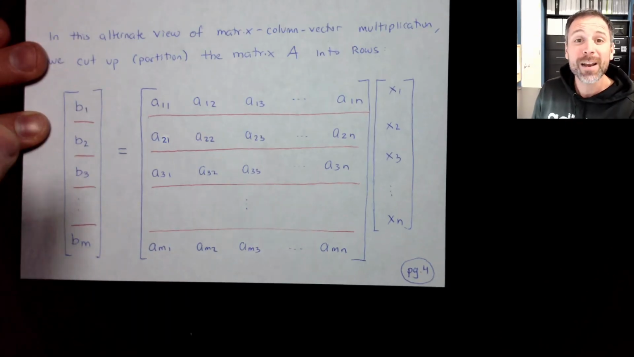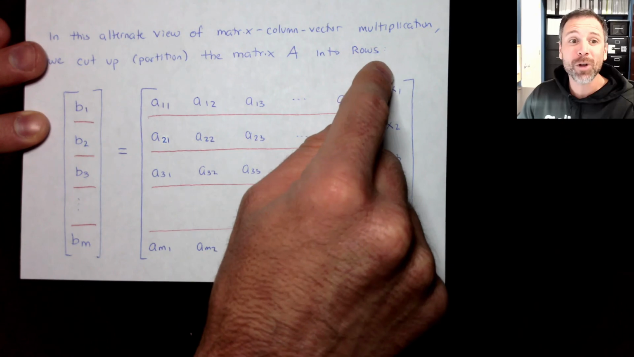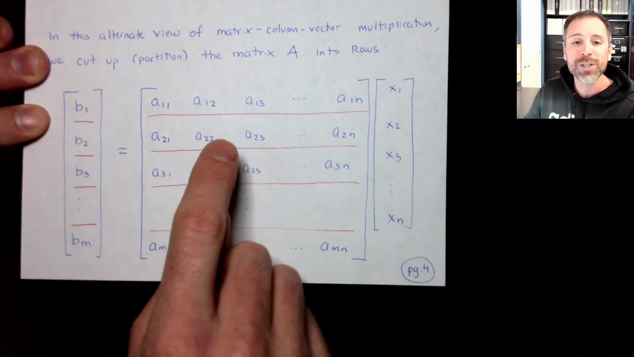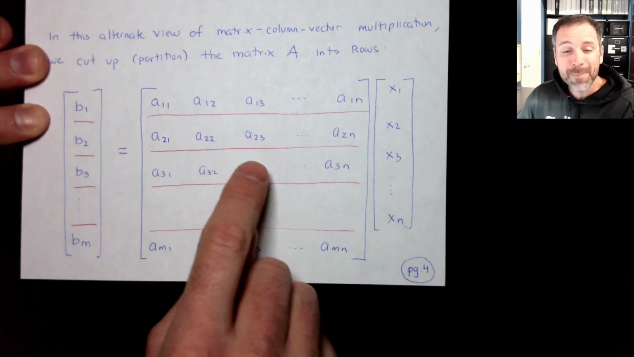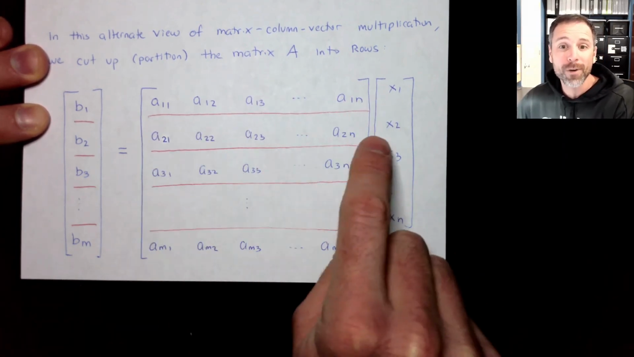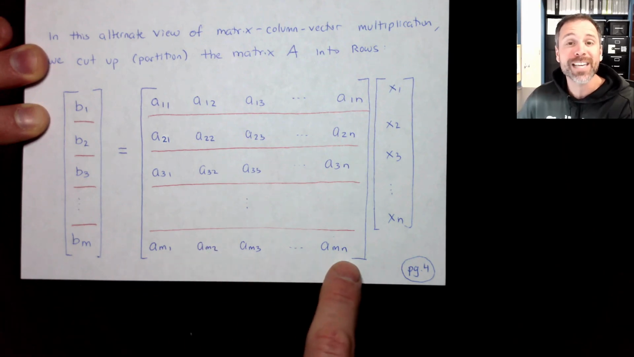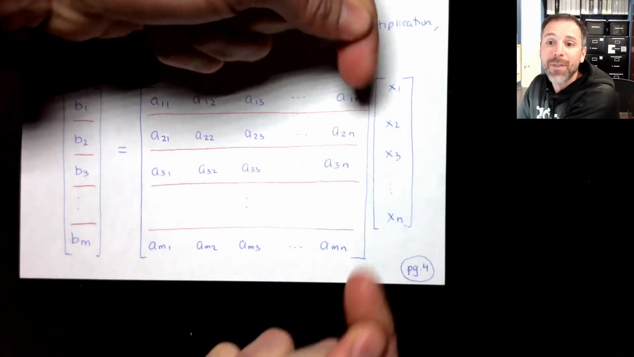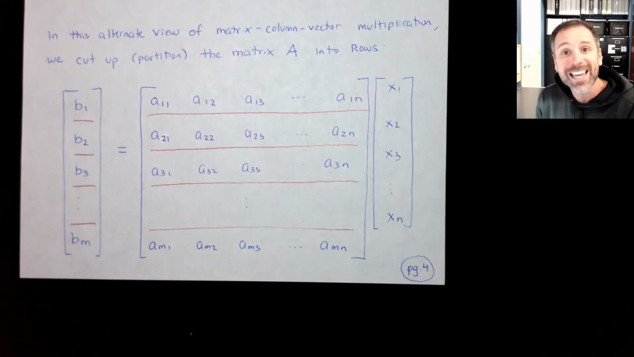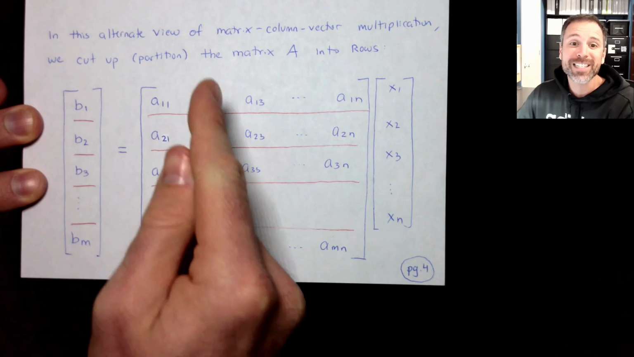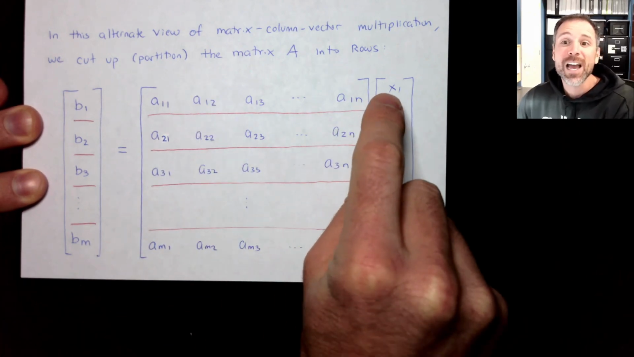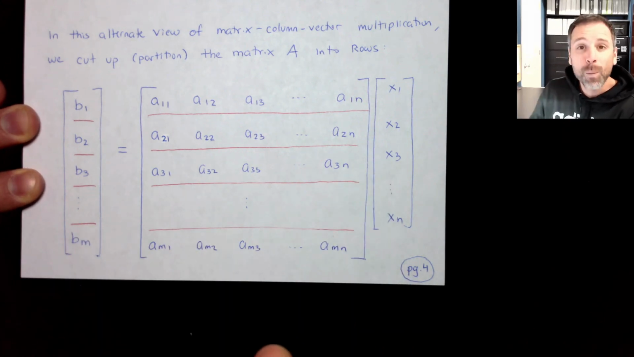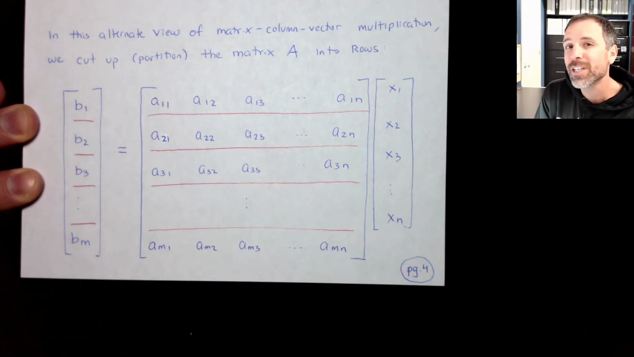In this alternate dot product version of matrix column vector multiplication, we're literally cutting up the output into individual entries, which means that we cut up the matrix into rows, so row 1, row 2, row 3, all the way down to the mth row. And then we take the dot product between the individual rows and the column vector to produce each entry. In the linear combination, we cut the matrix into columns, and then we take scalar multiples times each column and then a vector sum to produce it.